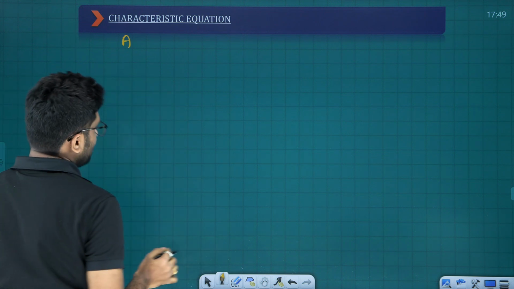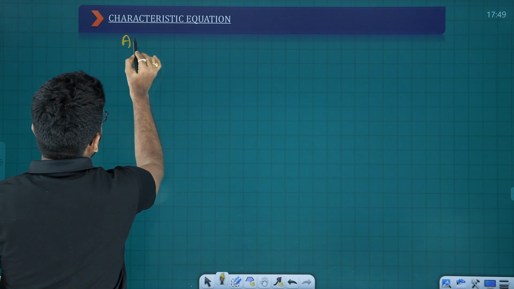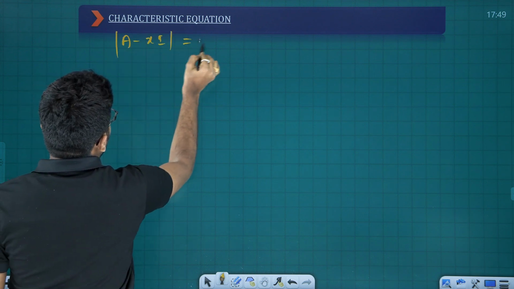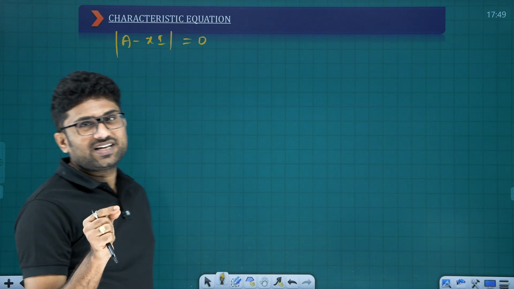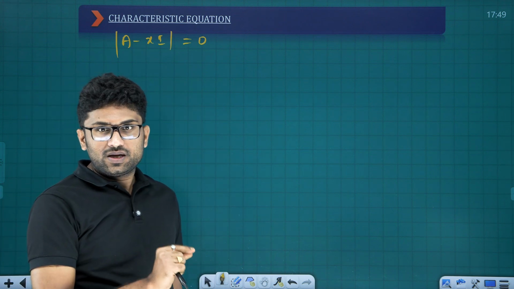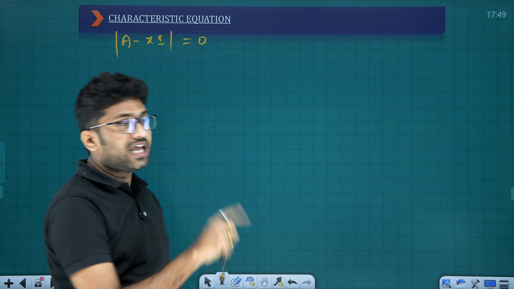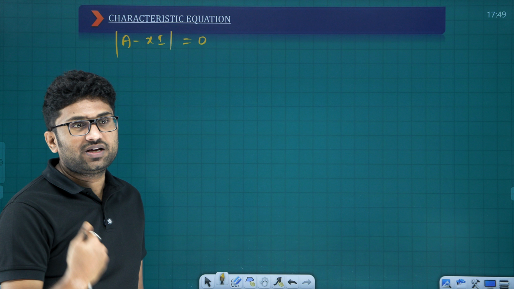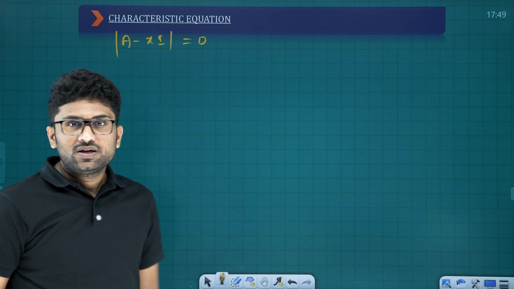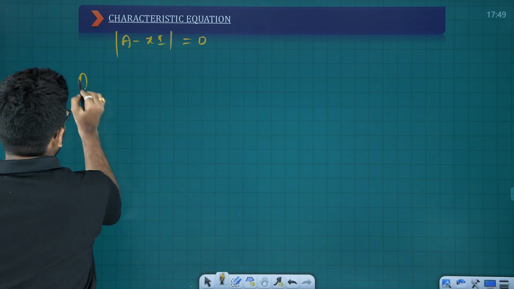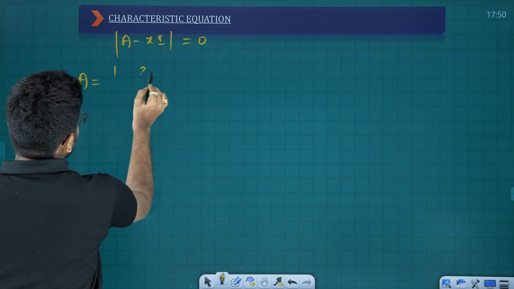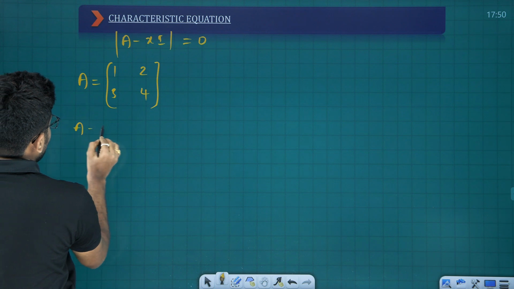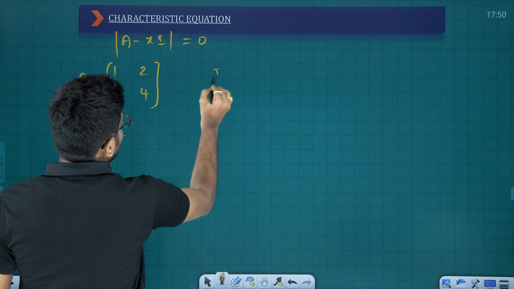So how do we get that characteristic equation? For a square matrix, we take the determinant of A minus xI and equate it to 0, to get the characteristic equation of the matrix A. We expand the determinant and we get the characteristic equation of that matrix. For the time being, I'll just take a simple 2 by 2 matrix. Let's say A is equal to 1, 2, 3, 4, friends. Now what is A minus xI? I is 1, 0, 0, 1.